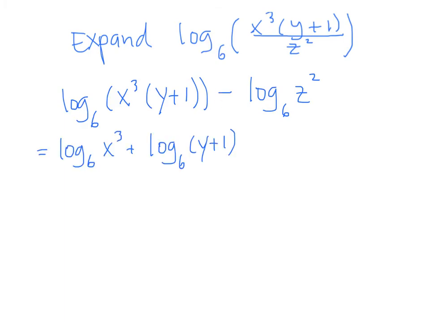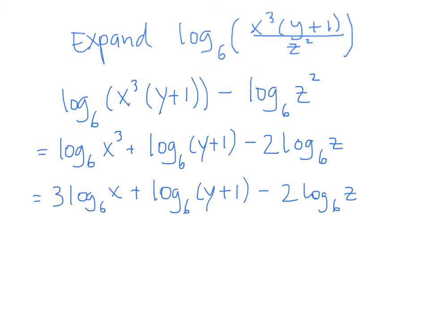And so here we have the minus. And here we have z being raised to a power, so that's going to bring the power out front. So we have 2 times log base 6 of z. All right, there's one more thing we can do to this. We can't do anything to this one. We can't do anything to this one. But we can take this power of 3 and bring it down as 3 times the log base 6 of x. So our final answer is 3 times log base 6 of x plus log base 6 of y plus 1 minus 2 log base 6 of z.